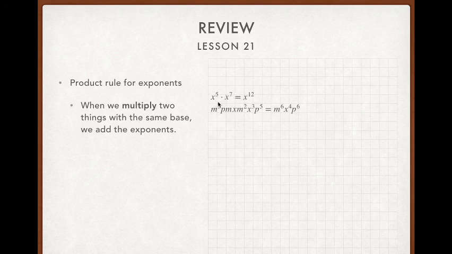Because remember, exponents mean how many copies of this are we multiplying together. So we're multiplying 5 copies of it together, then we're multiplying another 7 copies of it together. So in total we have 12 copies of x that are being multiplied together.